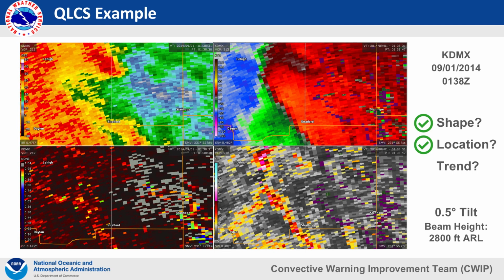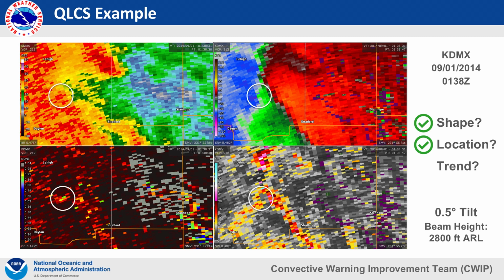Moving on to a QLCS example, this is one of my favorite examples of a TDS. There are two distinct boundaries that you'll note on the storm relative velocity on the upper right. The leading boundary there, arcing from the southeast to the northwest, is the leading updraft downdraft convergence zone, and this is moving to the northeast. And then there's a secondary surge right behind that boundary that's moving to the east-southeast. And these boundaries converge at the upper part of the image.